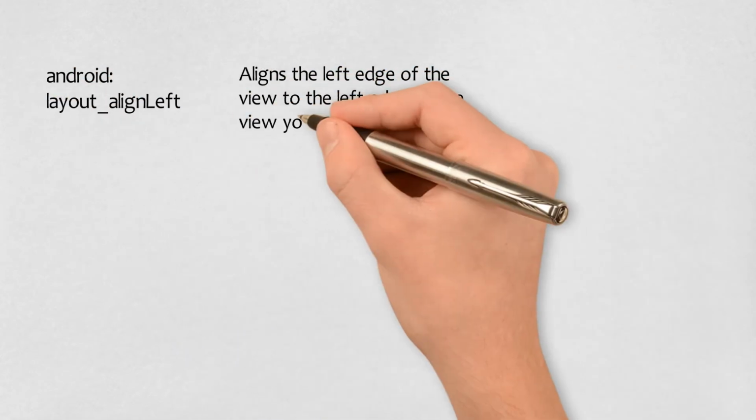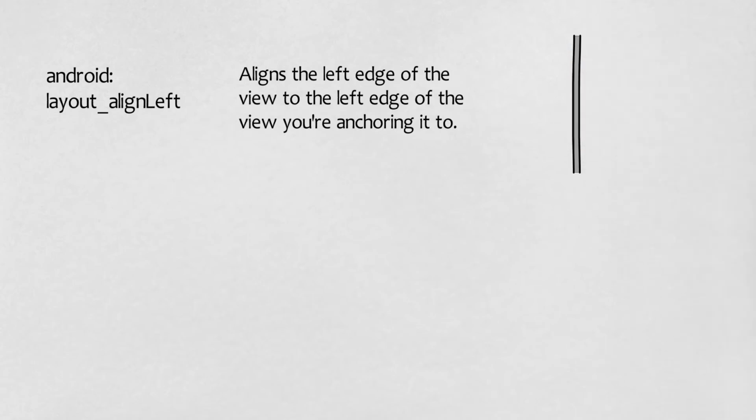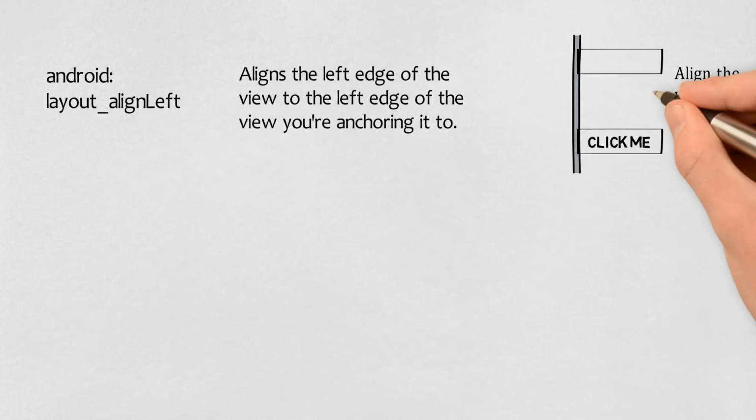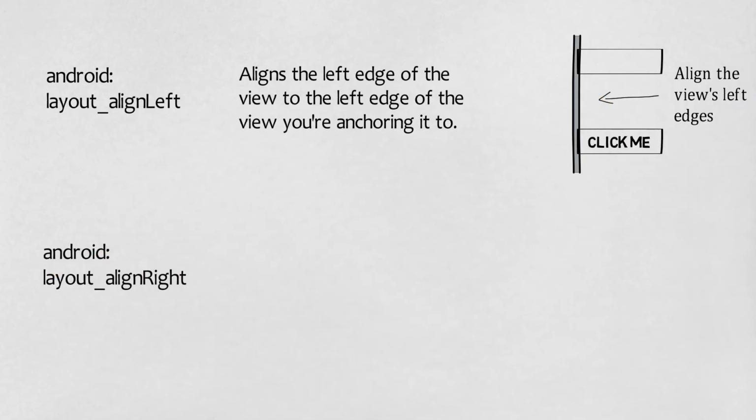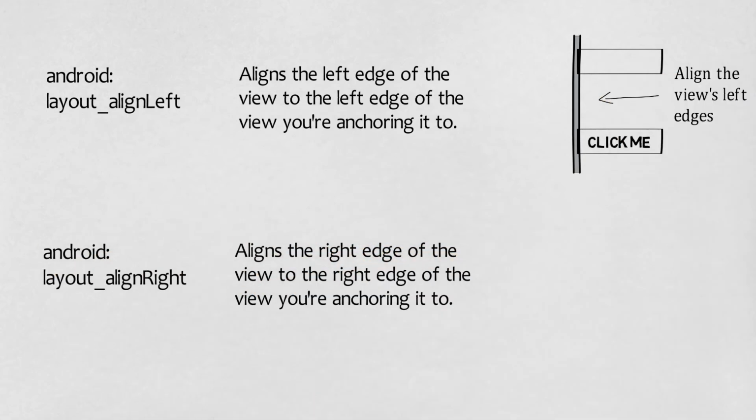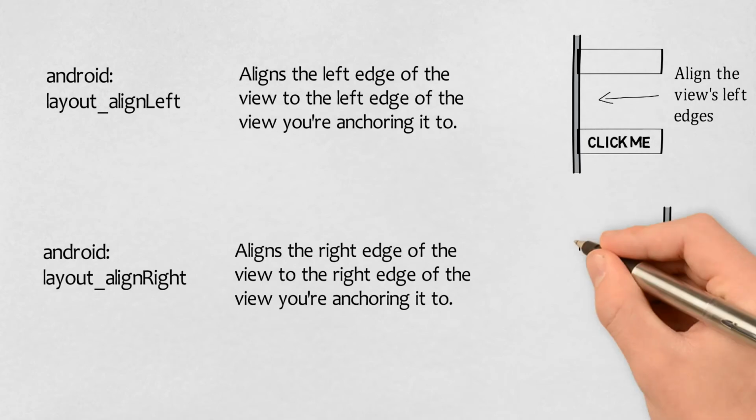android:layout_alignLeft aligns the left edge of the view to the left edge of the view you are anchoring it to. android:layout_alignRight aligns the right edge of the view to the right edge of the view you are anchoring it to.